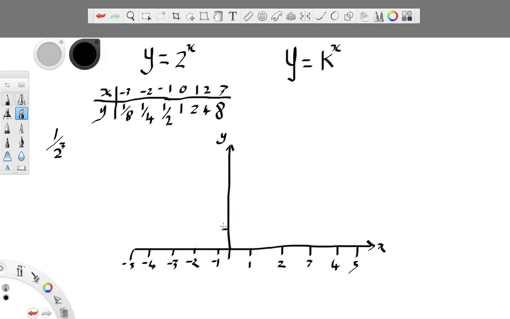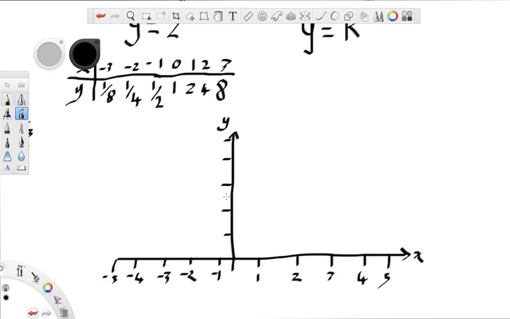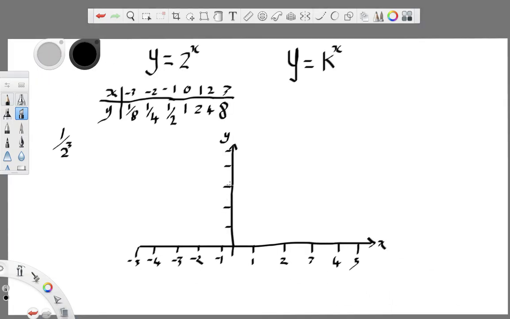So 2, 4, 6, 8, 10. So I'm just going to zoom in slightly. So then we just plot the points.